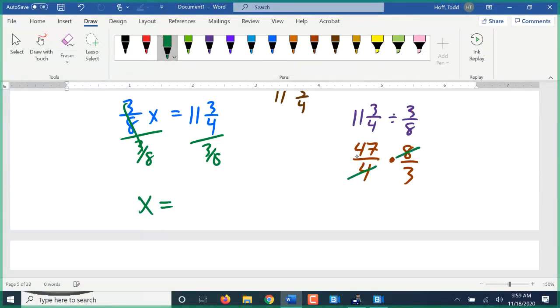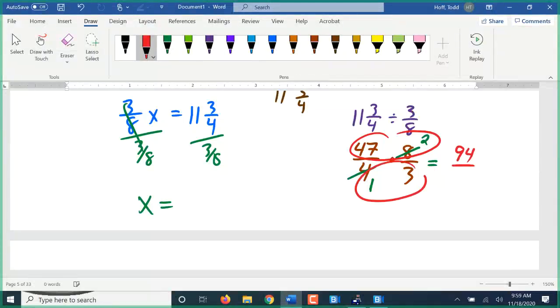4 and 8 both divide by 4. 4 divided by 4 is 1. 8 divided by 4 is 2. Multiply, 47 times 2 is 94. 1 times 3 is 3. And I reduce.